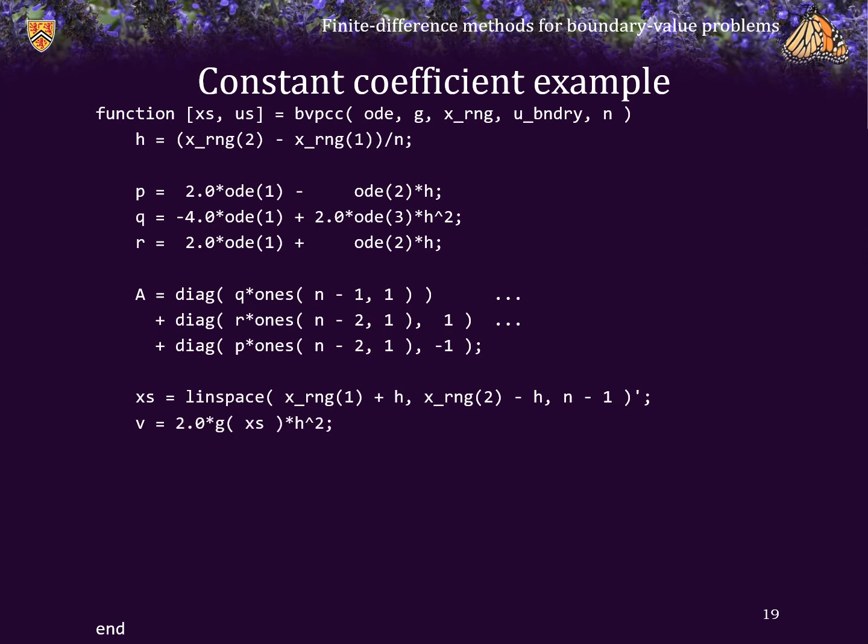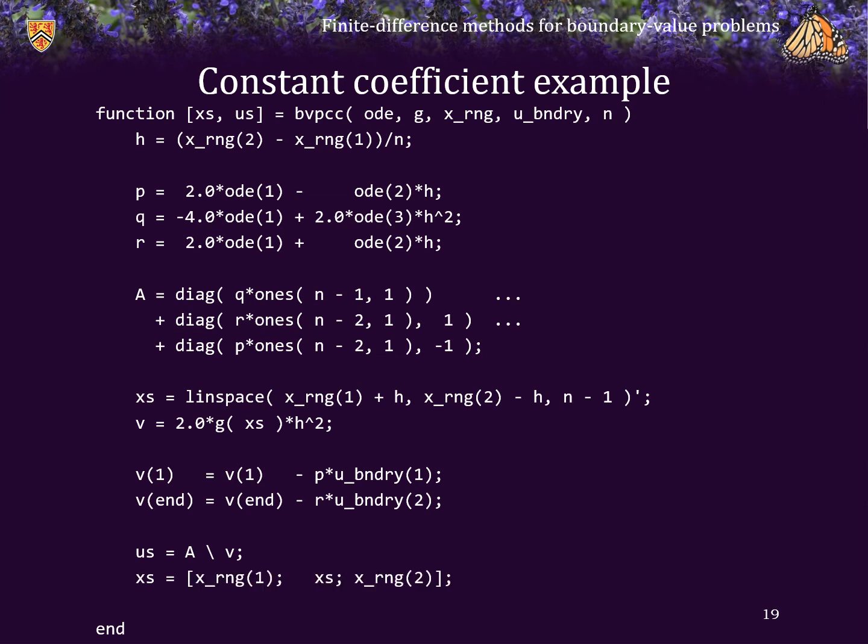We now create the right-hand vector v, by evaluating the forcing function at each of the x values and multiplying each of these by 2 times h squared. However, you'll remember that we must update the first entry of the target vector by subtracting off p times the left-hand boundary value, and we must update the last entry to subtract off r times the right-hand boundary value. Okay, having done so, we can solve for the u values simply by solving the system of linear equations.